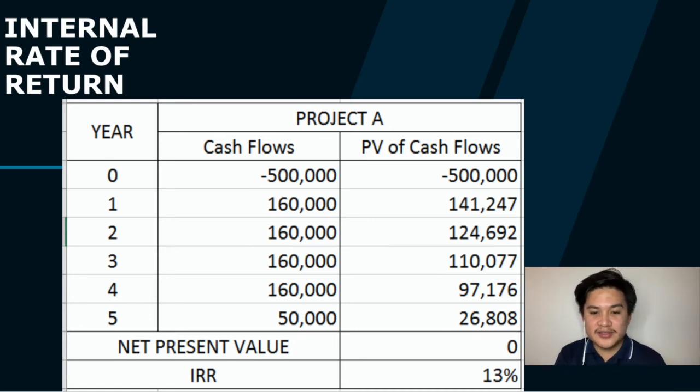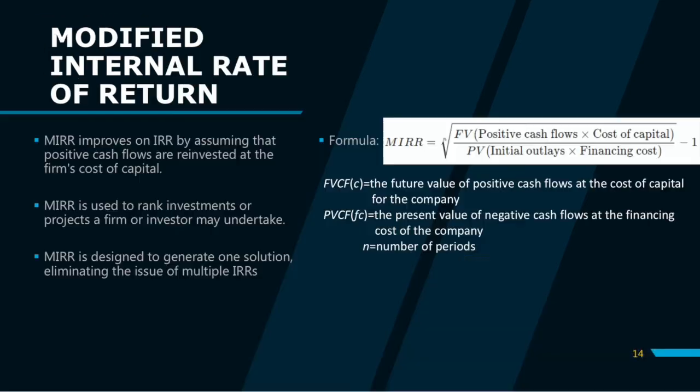So in here, we could see that the NPV is set to 0 and the IRR is set to 13%. So in here, the company should purchase the machine or equipment because the IRR is both greater than the hurdle rate and the IRR for the alternative investment.